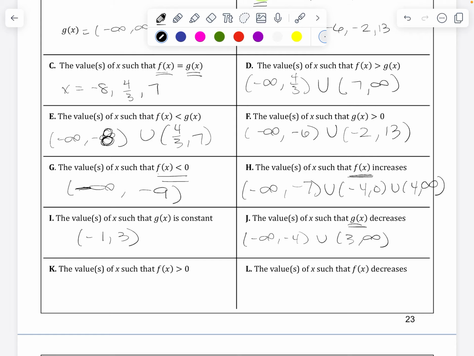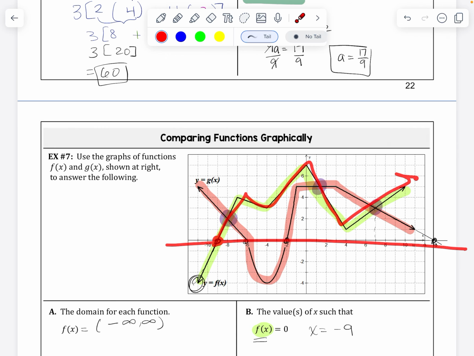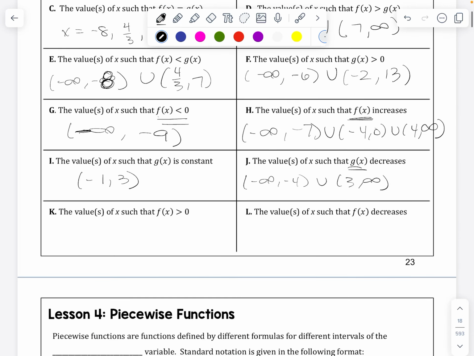All right, last 2, the values of x such that f of x is greater than 0. Remember, f of x is this green one. If it's greater than 0, it's above the x-axis. So we see it's above from here, where x is -9, all the way to infinity. So we say from -9 to infinity.